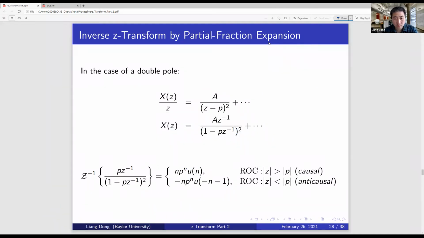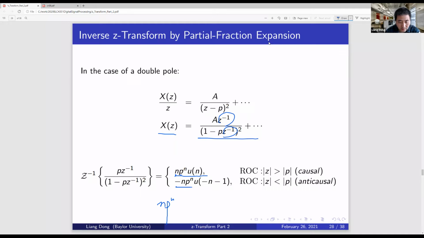In case of a double pole, so in case I have a pole with multiplicity of 2, do the same thing: you multiply it by Z, and we translate everything as a function of Z to the power -1. And it's also very easy to find the time domain signal. When we look up the table, we find out if it's causal, the time domain is n times P to the power n. On the other hand, if it's anti-causal, you have n times P to the power n, but put a negative sign here.